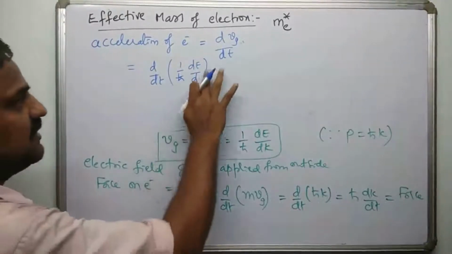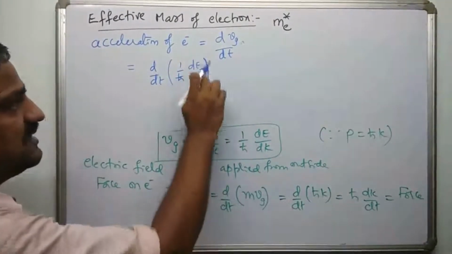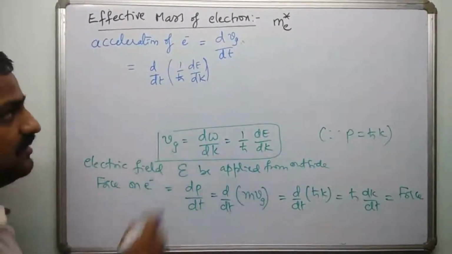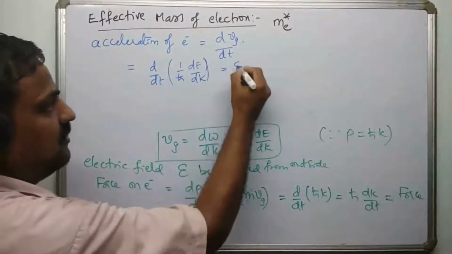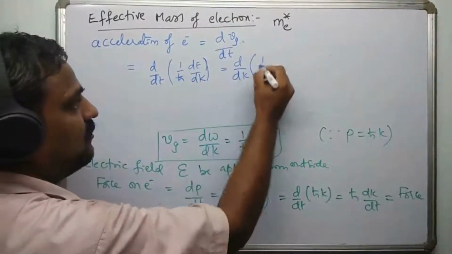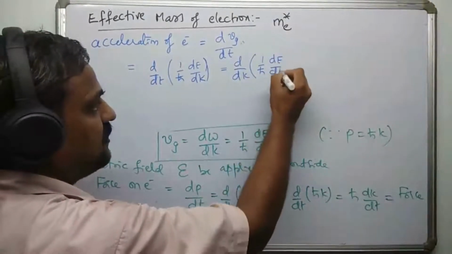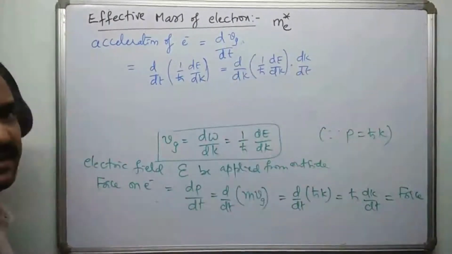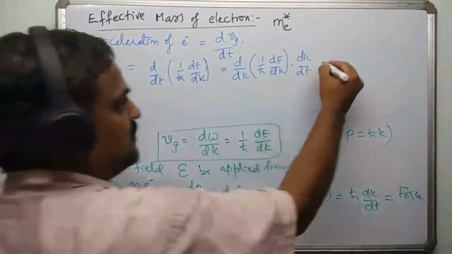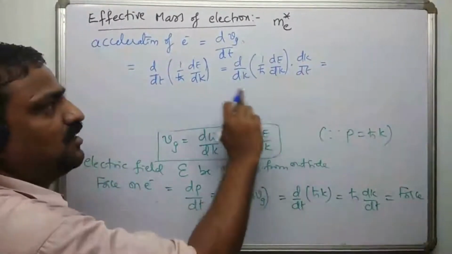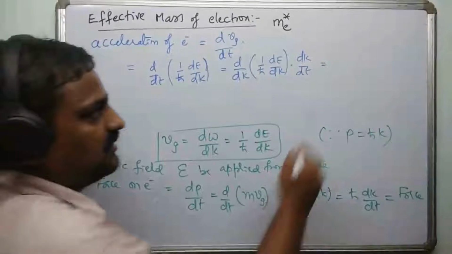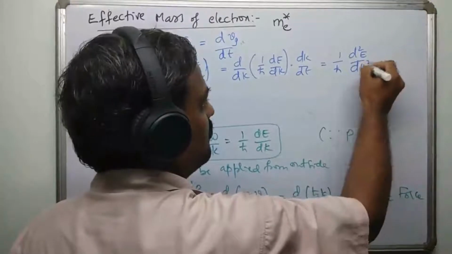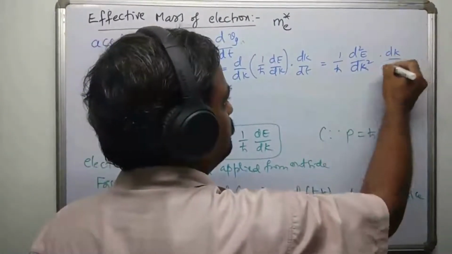But the problem here is that the derivative is dE by dk. There are no time terms involved, but this is a dt. So I have to transform it, and I can use the chain rule. This can be written as d by dk of 1 by h cross dE by dk into dk by dt. It is the chain rule. dk is gone, and you are back with d by dt of this. If you pull 1 by h cross outside, it's after all d square E over dk square. So it is 1 by h cross d square E over dk square into dk by dt.